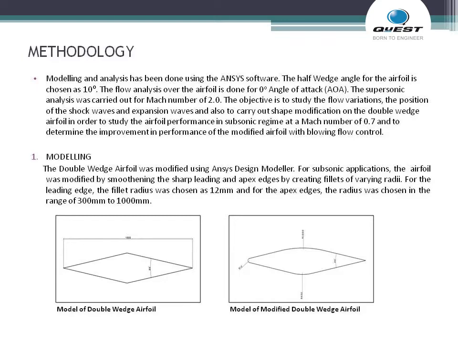The methodology we followed was that we initially modeled the symmetric double wedge airfoil with half wedge angle of 10 degrees using ANSYS software. The supersonic analysis was done for 0 degree angle of attack and Mach number 2.0. The objective of the project was to understand the flow variations, position of shock waves, and expansion waves. For subsonic applications, we modified the double wedge airfoil using ANSYS Design Modeler. This was done by smoothing the sharp leading and apex edges by creating fillets of varying radii. The model of the double wedge airfoil and modified double wedge airfoil is as shown in the figure.